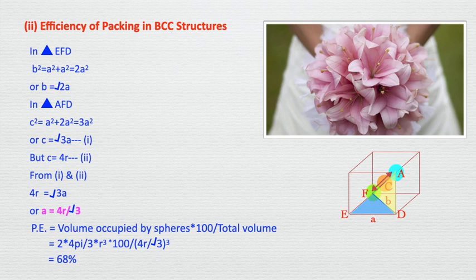In place of total volume we will write (4r by root 3) cube, and the volume occupied by the sphere we already know is 4 by 3 pi r cube. The number of atoms in BCC is 2, and packing efficiency comes out to be 68% here.